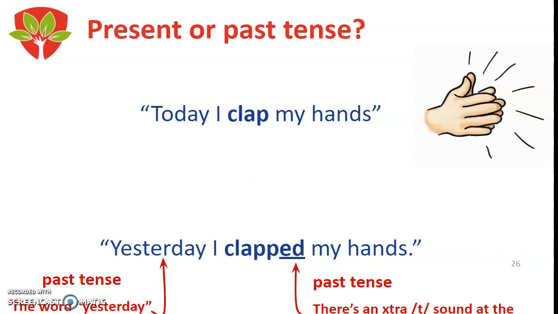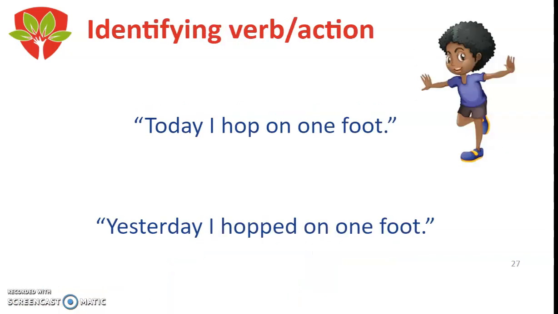Why? Listen, the word yesterday. Look at the beginning of the sentence. We have yesterday. So that means that that sentence refers to the past. And it happens the same with the verb clapped. We have an extra ed. So ed is pronounced like t, right? So that means that verb is in the past.